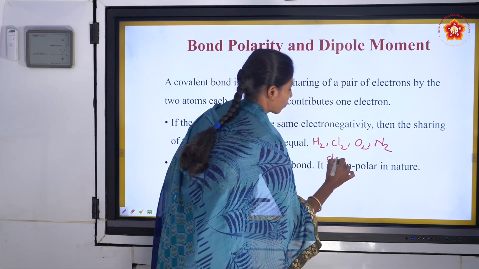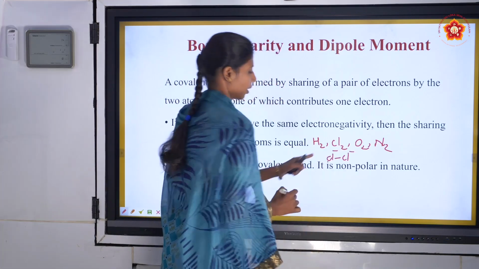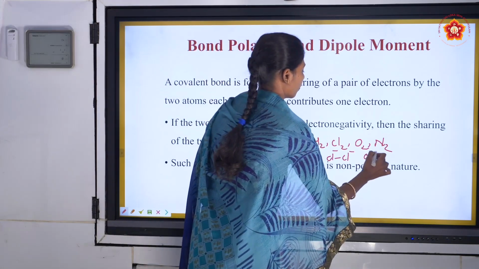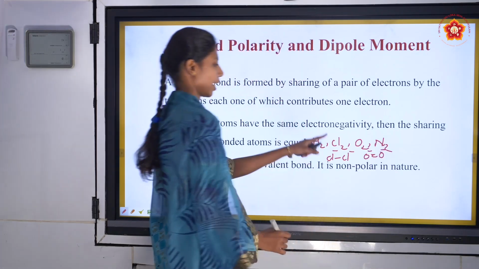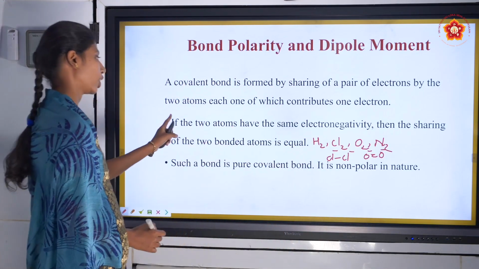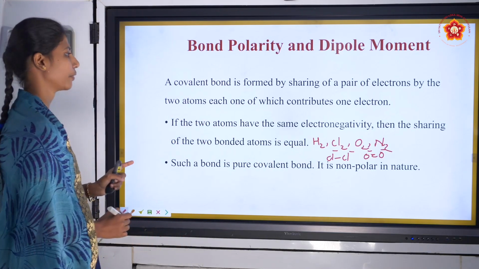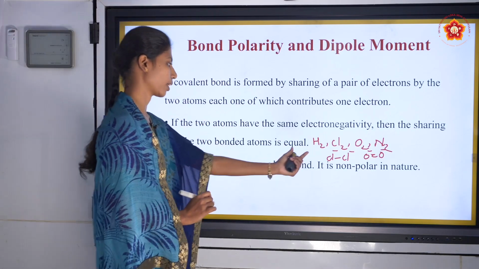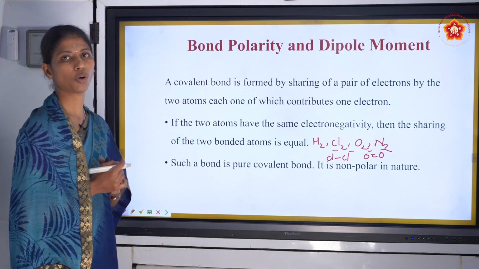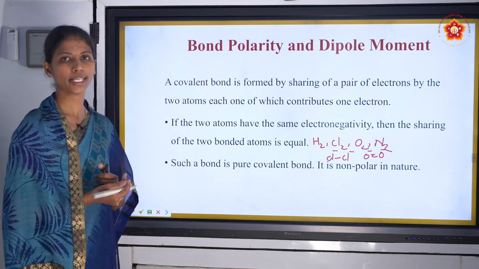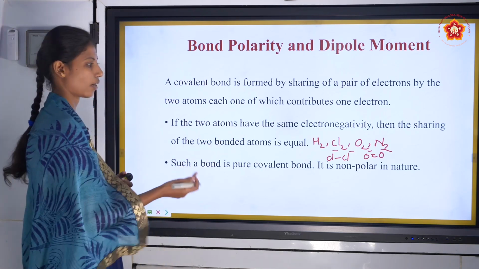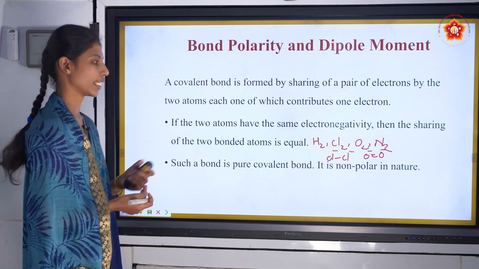Example here, chlorine to chlorine. The charges are the same, a negative charge here and here also negative charge. Oxygen also the same, and nitrogen also, but hydrogen has a positive charge. If two atoms have the same electronegativity, then sharing of the two bonded atoms is equal. Such a bond is a pure covalent bond. It is non-polar in nature. Examples: H2, Cl2, O2, N2. These are examples of non-polar bonds.